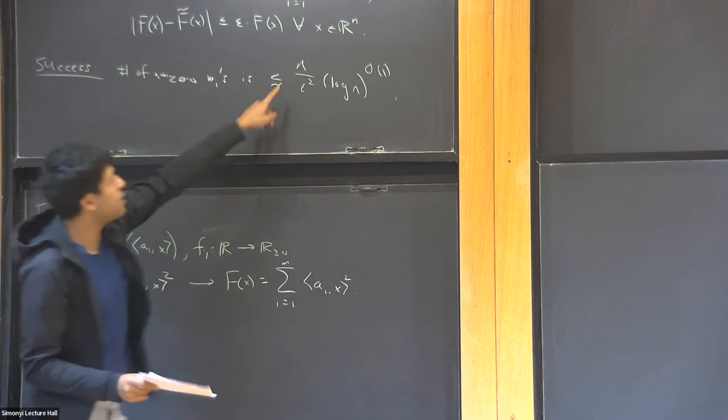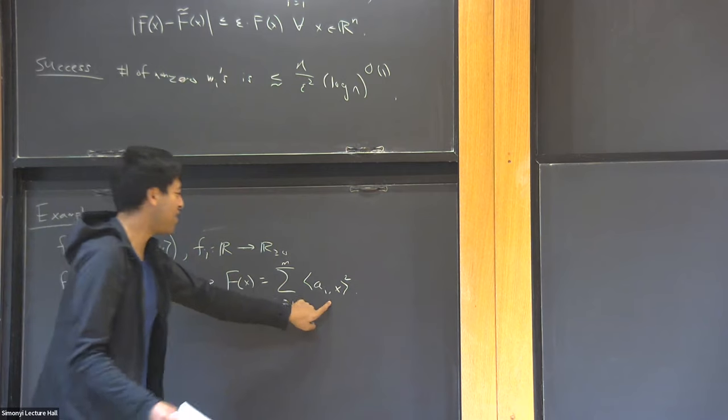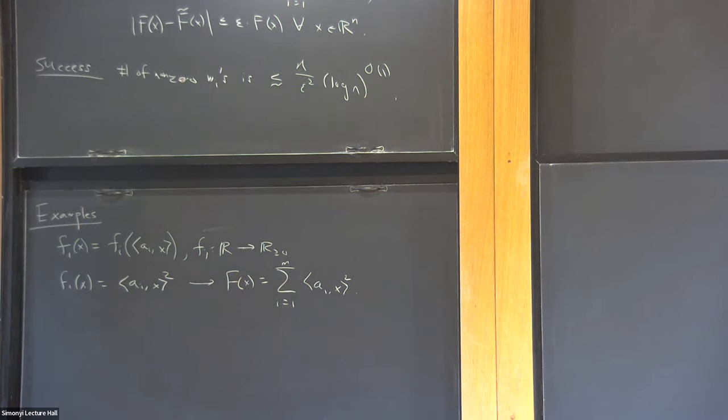So where does the n come from? The n comes from the fact that, imagine each of these a_i's are kind of like in n different directions, then I can't afford to lose any direction. So the n is necessary.